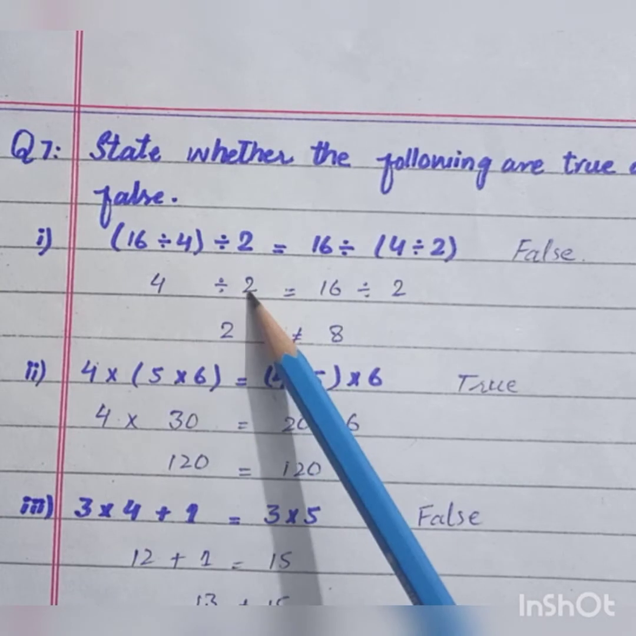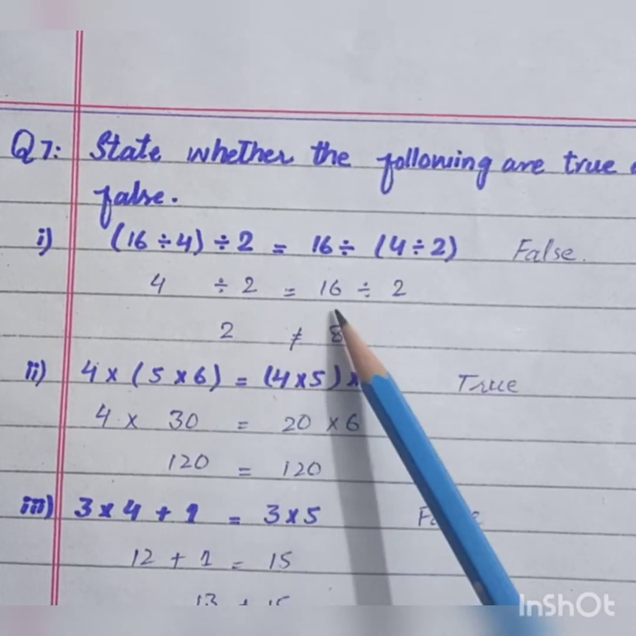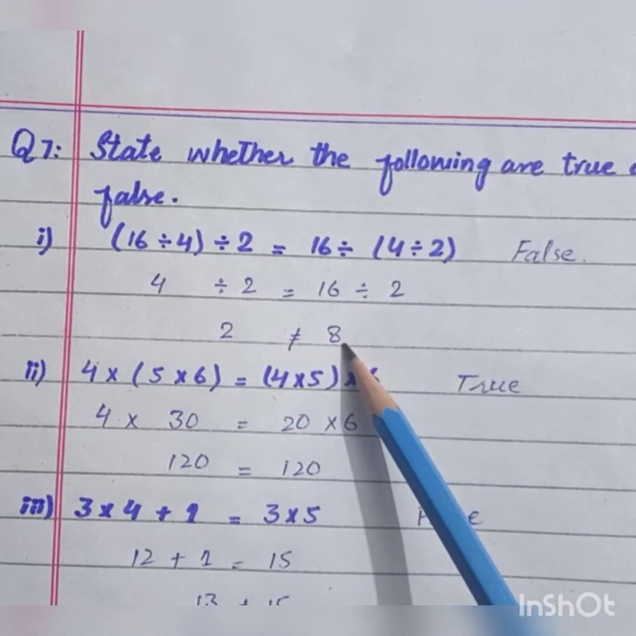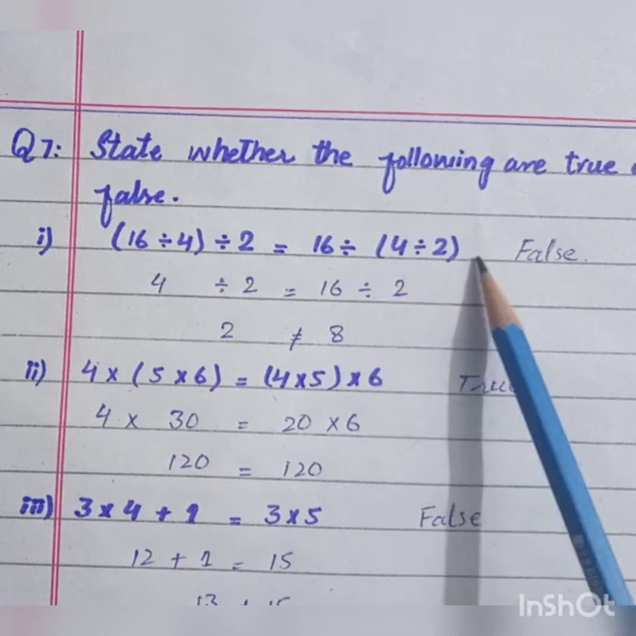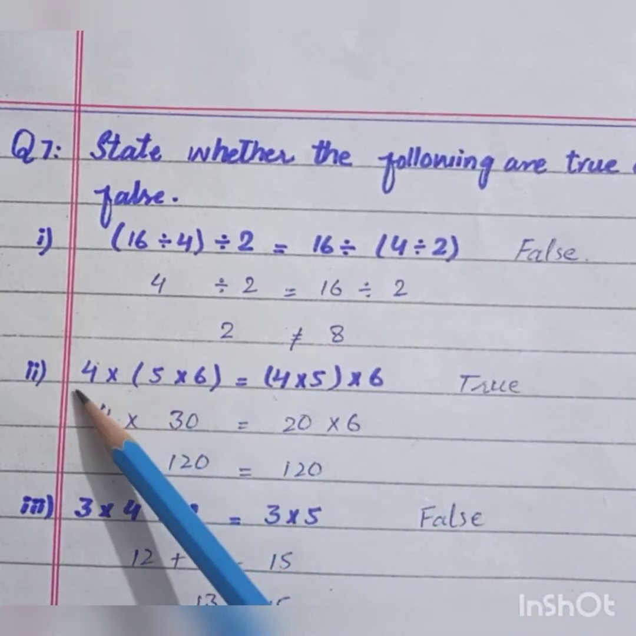So now divide 4 divided by 2 and the answer is 2, and 16 divided by 2 and the answer is 8. We can see that both of the answers are not equal, which means that the given statement is false. Next, move towards part number 2.